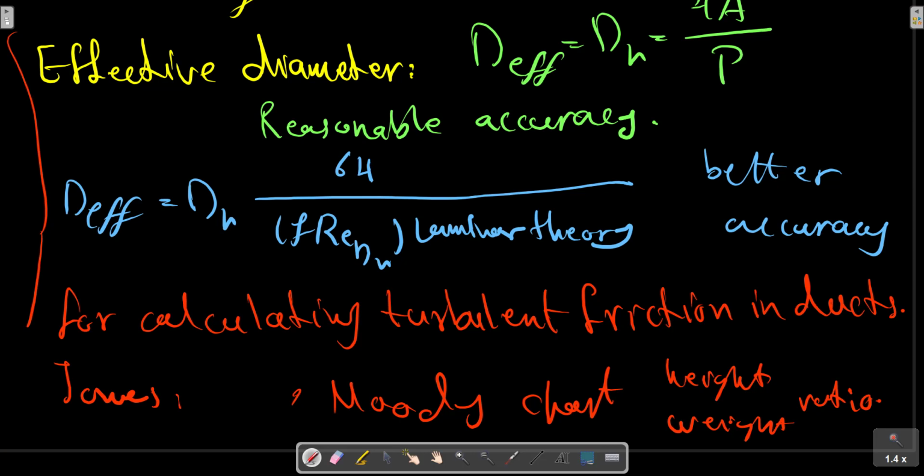End of this section. The next section is about flow through a concentric annulus.